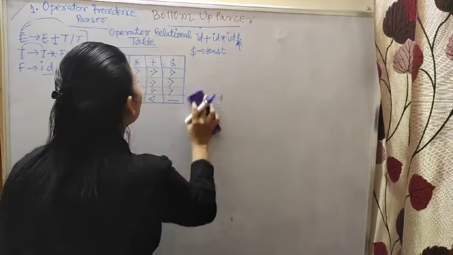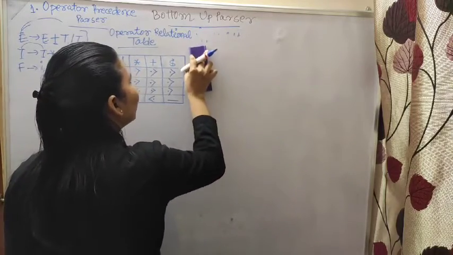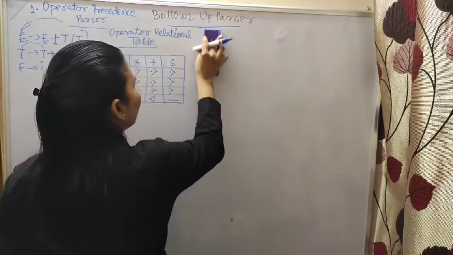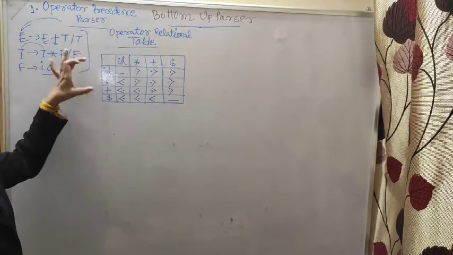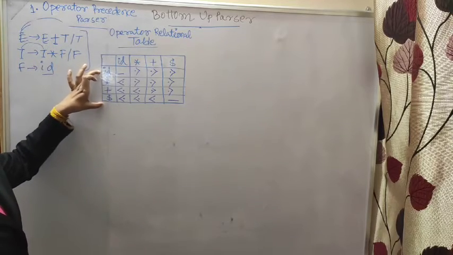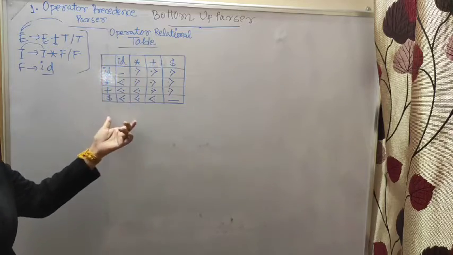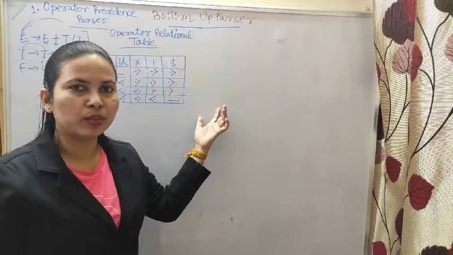Now in the relational table, you can see that we will write only the operators, that means the terminal variables. And here, how will we fill up this table? Only by the precedence and associativity of the operators.